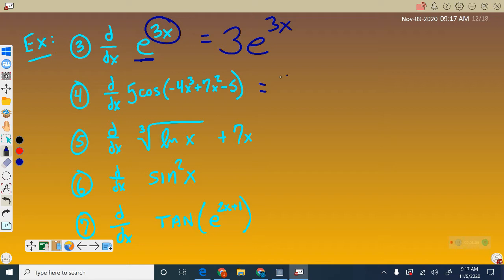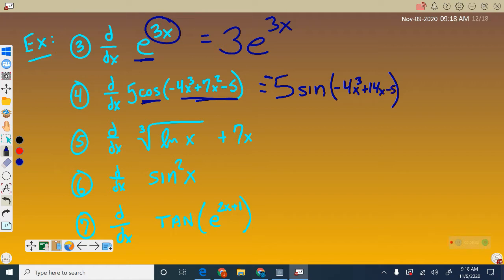5 is just a number. It can stay put. Cosine is what we've got to deal with. The derivative of cosine, which is the outside function. Here's your outside, here's your inside. Your outside function is cosine. Its derivative is negative sine. So now we'll say negative 5 sine. That's the derivative of the outside with respect to the inside. So keep the inside the exact same.